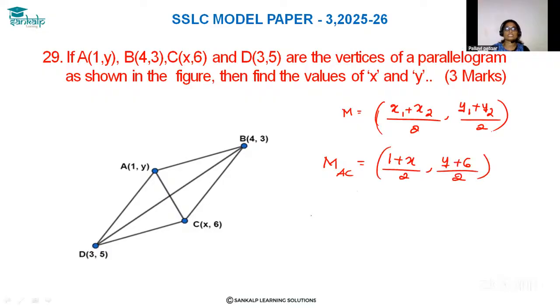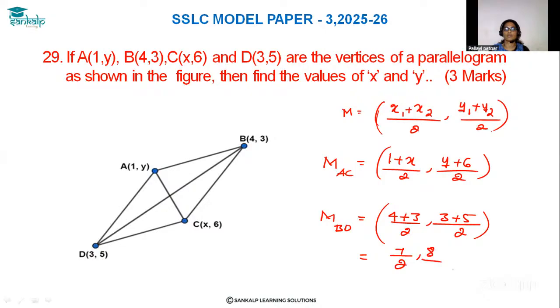Okay. So next, find the midpoint of the diagonal BD. So this is equal to (4 plus 3) divided by 2, comma (3 plus 5) divided by 2. So this is equal to 4 plus 3 is 7 by 2, comma 8 by 2. So this is equal to 7 by 2, comma 4.